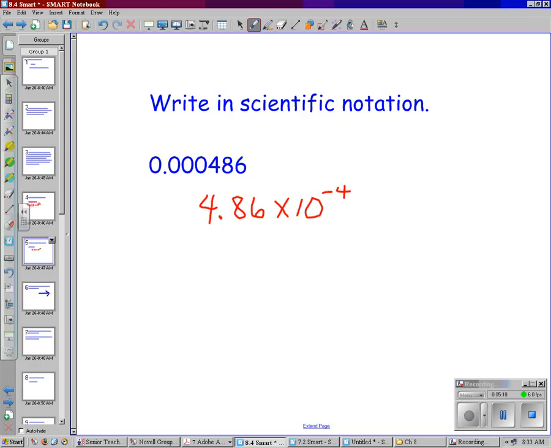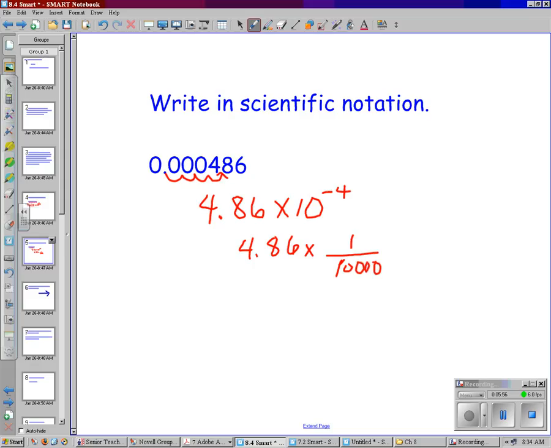I just moved the decimal place over to the right 4 spots, and since I was moving it to the right, it's negative. Because you started out with that number that's smaller than 1. If we look at this 4.86 times 10 to the negative 4, that's really 4.86 times 1 over 10,000, isn't it? That's really 4.86 divided by 10,000. That's going to make that small number that we started out with. That's why we get to have negative exponents there.